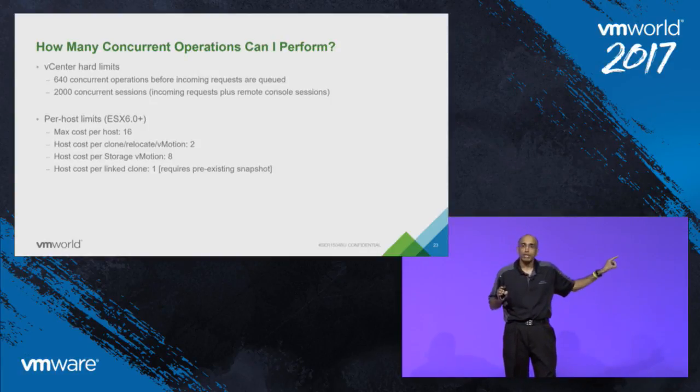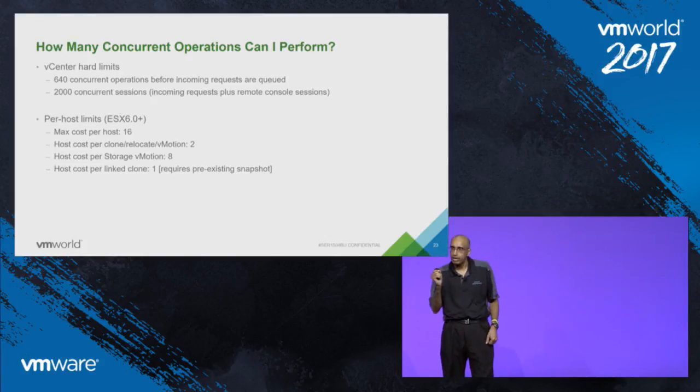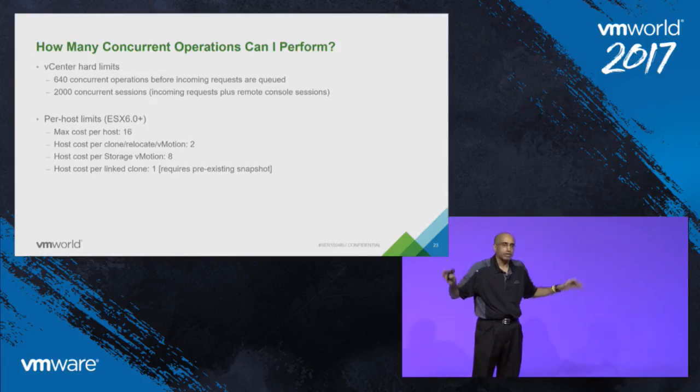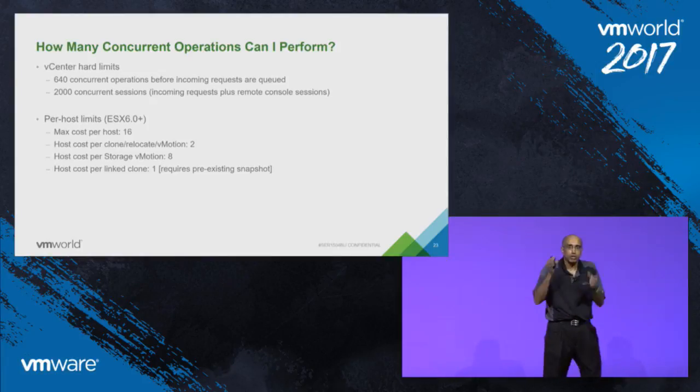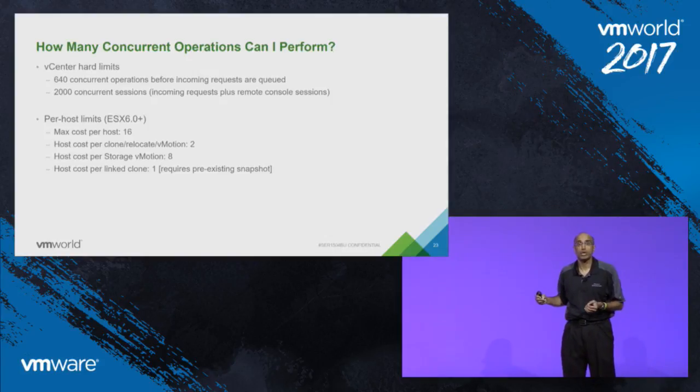Their cost is 1. However, with a linked clone, you have to have a pre-existing snapshot. If a snapshot does not exist, vCenter has to create a snapshot. You can imagine, if you try to do a linked clone with 1 VM, and you try to do, say, 100 of those, each of them is going to have to do a clone. So you're inherently going to serialize that massive set of clones that you're trying to do.